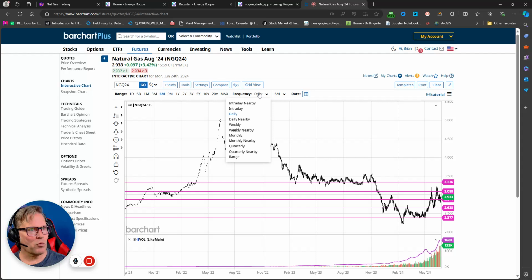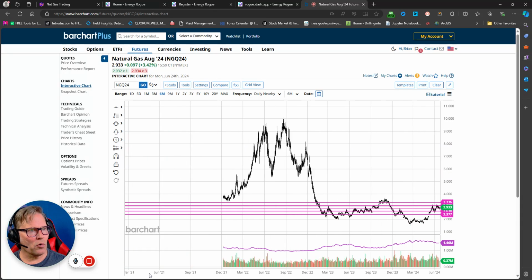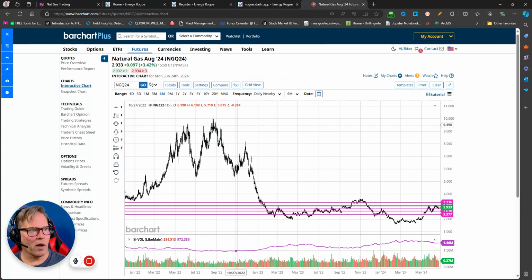Let's take the daily nearby. Okay. So now when we go here in 2022, we were up around the $9 to $10 range. And we were looking at the fundamentals and realizing we shouldn't be up this high. We were telling our members it needs to come down. Now, it took months for the fundamentals to really impact the play.